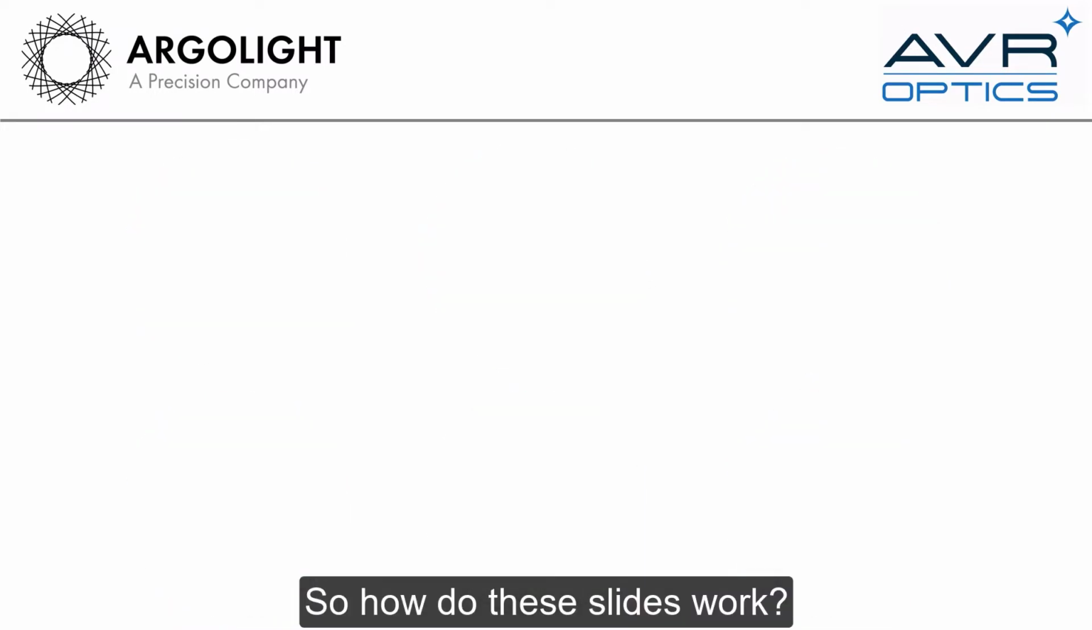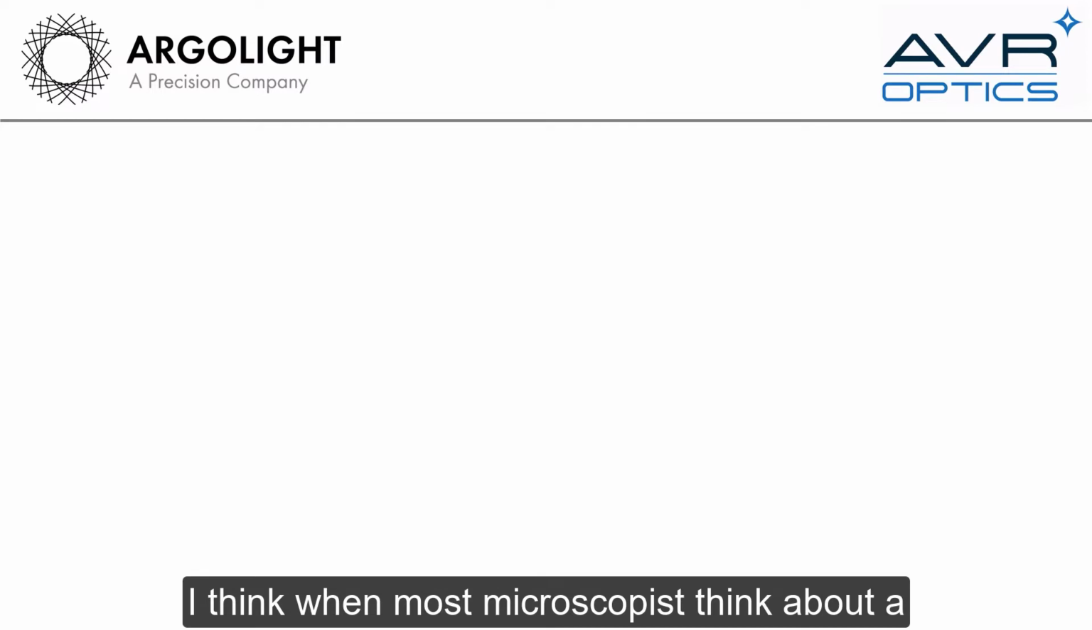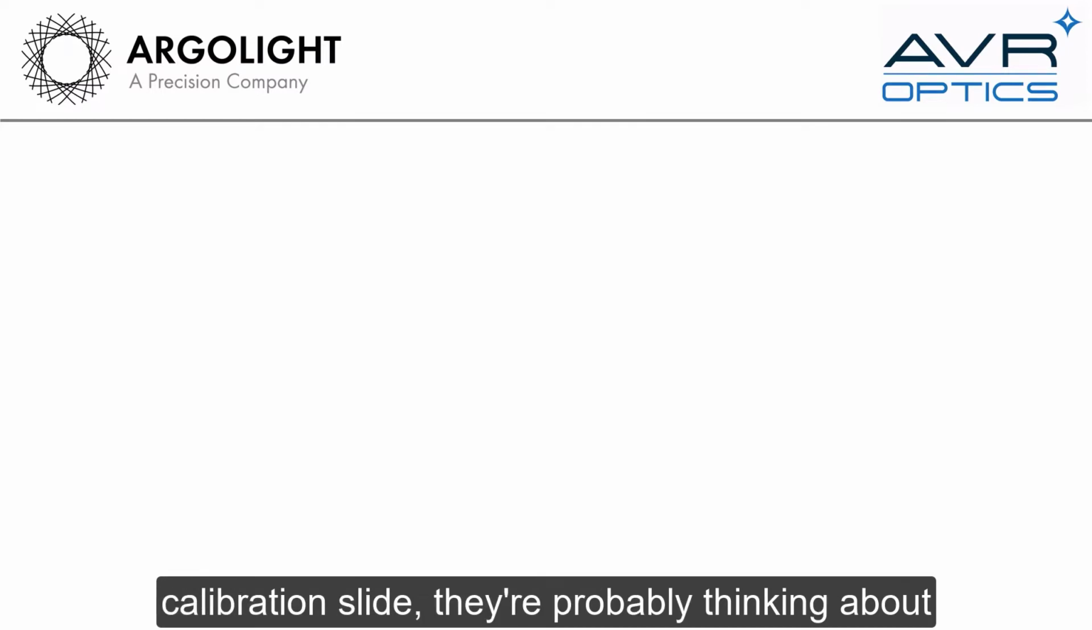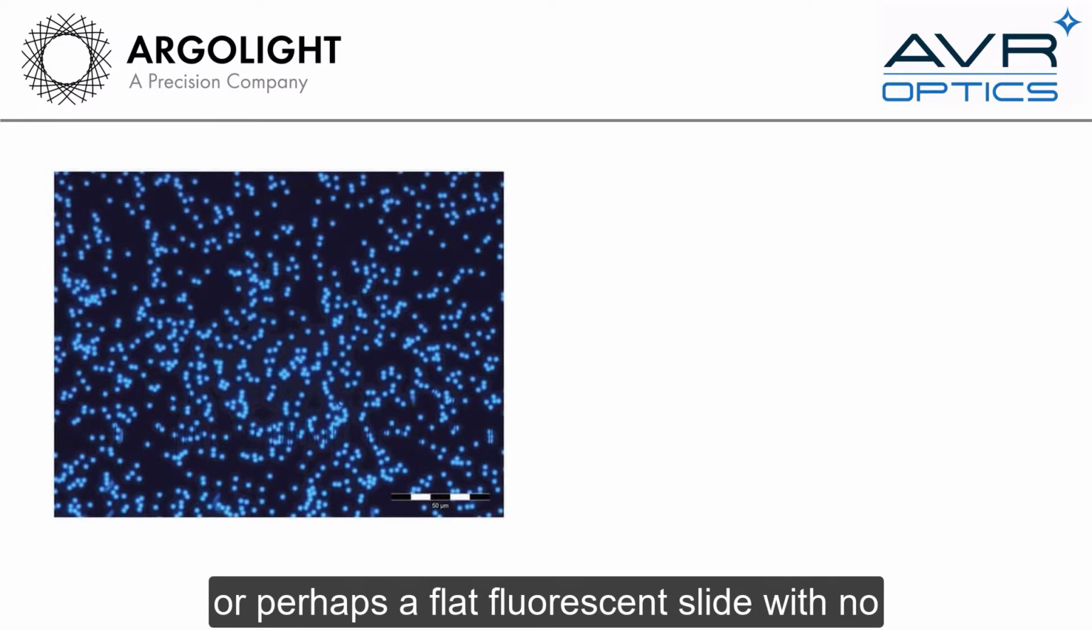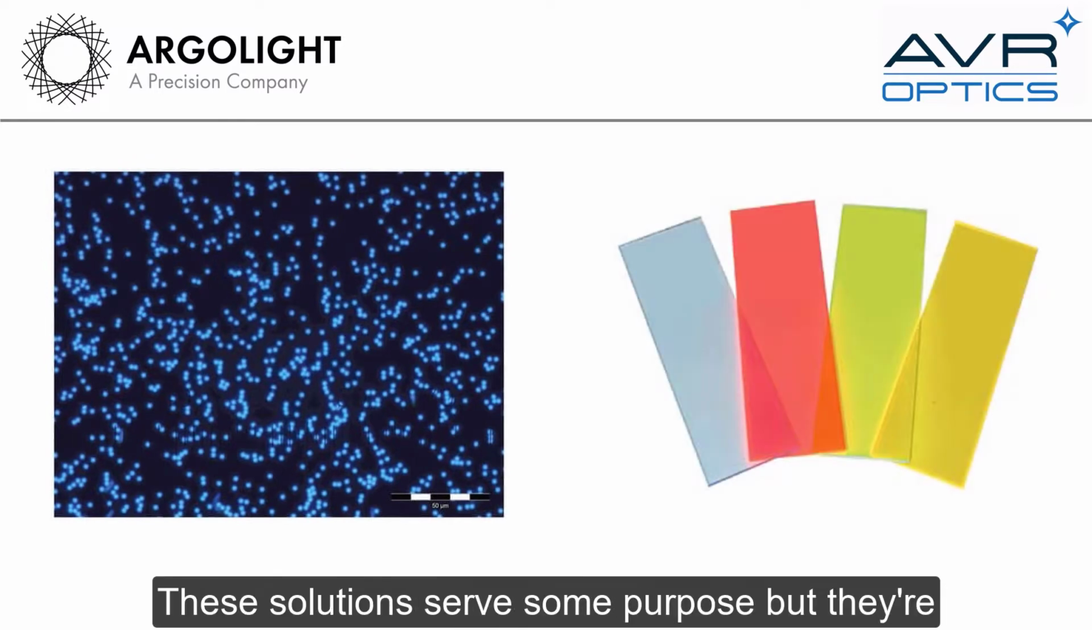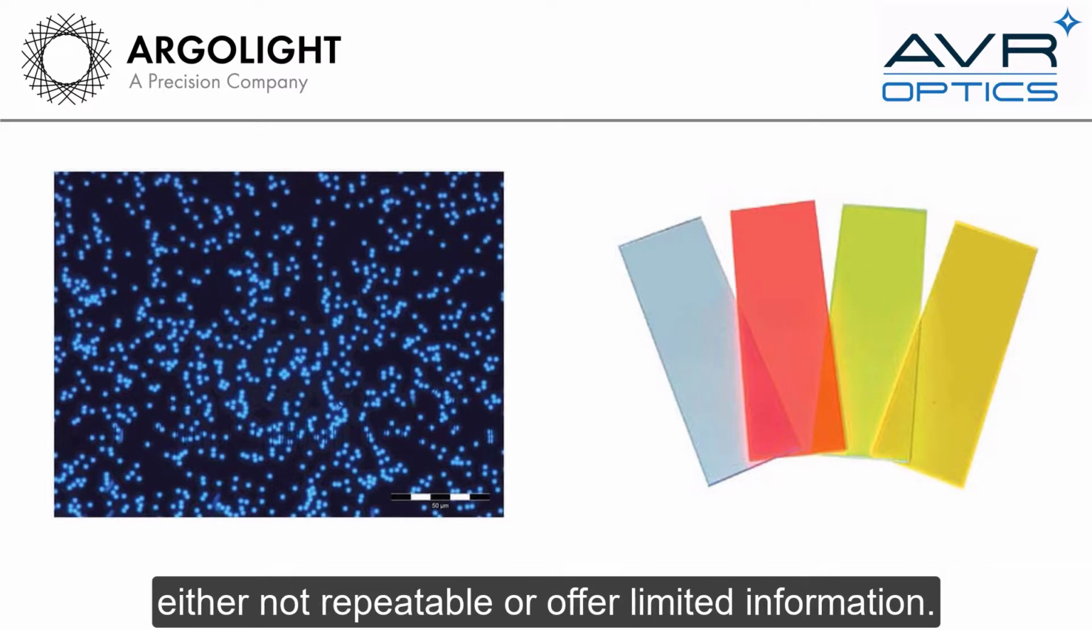So how do these slides work? I think when most microscopists think about a calibration slide, they're probably thinking about a slide with fluorescent microbeads, or perhaps a flat fluorescent slide with no structure at all. These options serve some purpose, but they're either not repeatable or offer limited information.